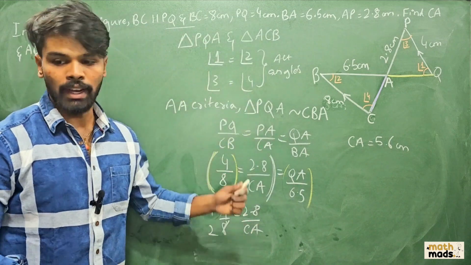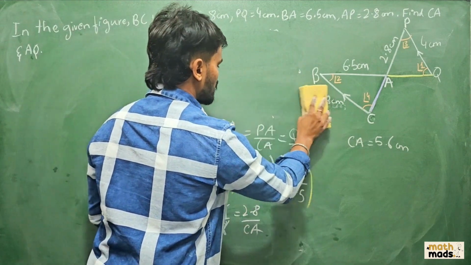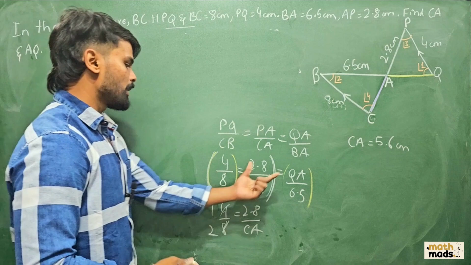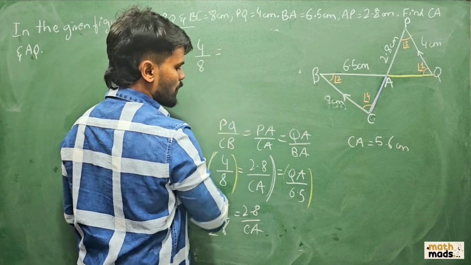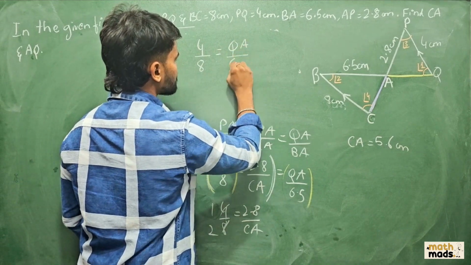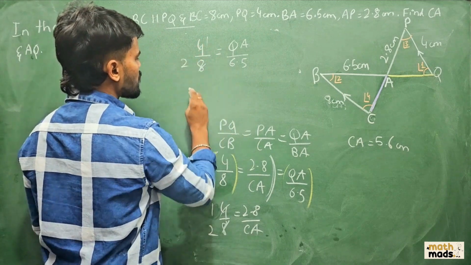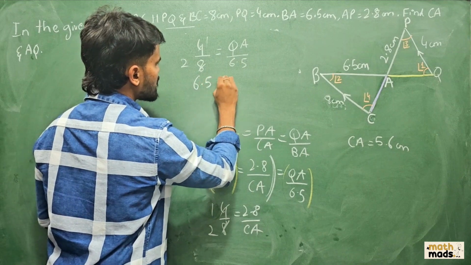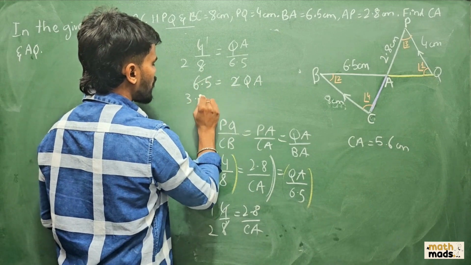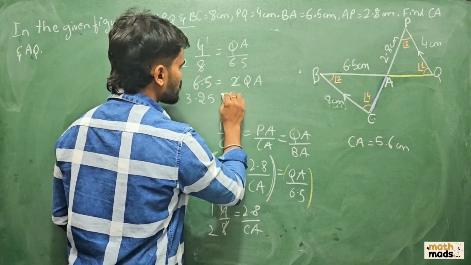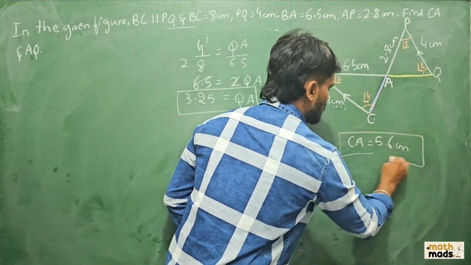Now, which is the second thing which you have to find? The second thing is QA. So I'll just erase this thing. This is done. So the next thing is QA. So again, consider the first ratio and the third ratio. So you have 4 by 8 is equal to QA by 6.5. Correct? So 4 ones are 4, twos are. If you cross multiply, you have 6.5 is equal to twice QA. So if you cancel this, 2 ones are 2, 3.25. So 3.25 is your QA. QA you have found and CA is here.